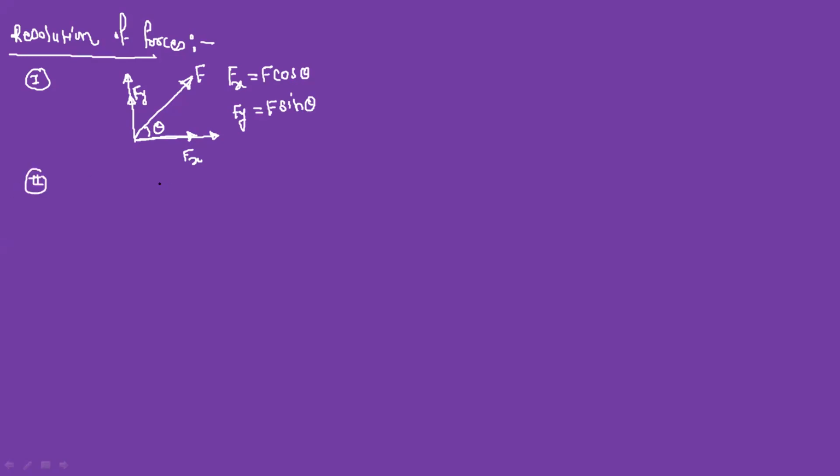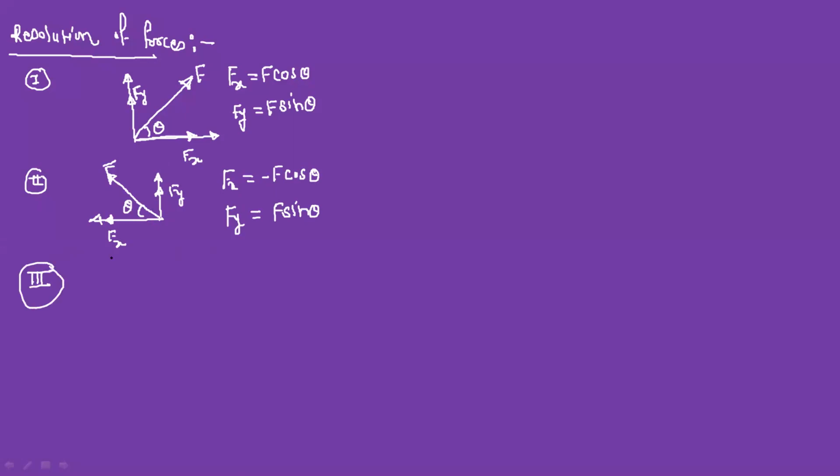Then second quadrant. So this is the force F. This is the angle with respect to x-axis. So this will be Fx, and along the y direction this is Fy. So Fx is equal to minus F cos theta. The negative means what? It is the negative x direction. And Fy is equal to F sin theta, along the positive y direction, therefore it is positive.